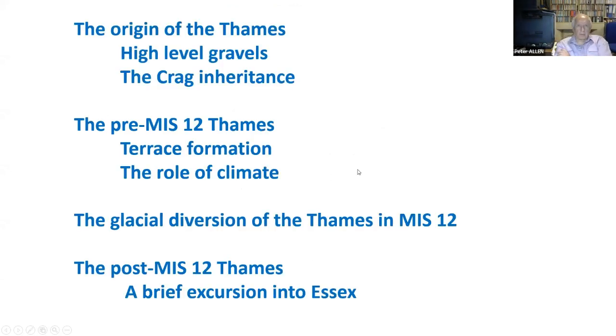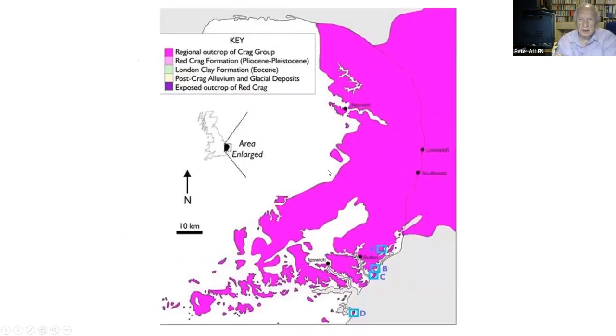Right. So I'll be talking first of all about the origin of the Thames and high-level gravels to the west of London and the crag inheritance that there is there, because that does relate to how the Thames was initiated. Then I'll talk about the Thames itself, how terraces were formed and the role of climate in that process. I'll move on to glacial diversion of the Thames, and finally a brief excursion into Essex. I think by that time I'll have covered quite a lot of my 45 minutes or whatever is the allocated time.